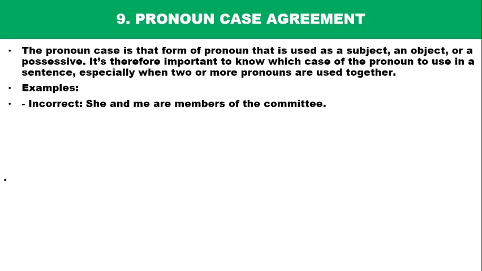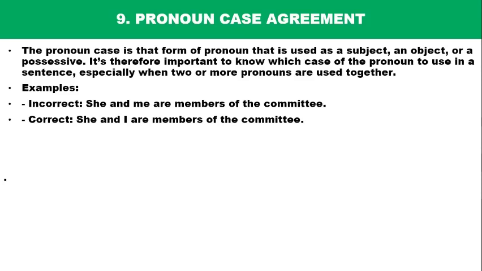It's incorrect, for example, to say she and me are members of the committee. All right? The correct thing is she and I are members of the committee. In the first sentence, she is a subjective pronoun, whereas me is an objective pronoun, so the two do not agree. The second sentence is correct because both she and I are subjective pronouns and are therefore correctly used in the subject position. Let's look at another example.